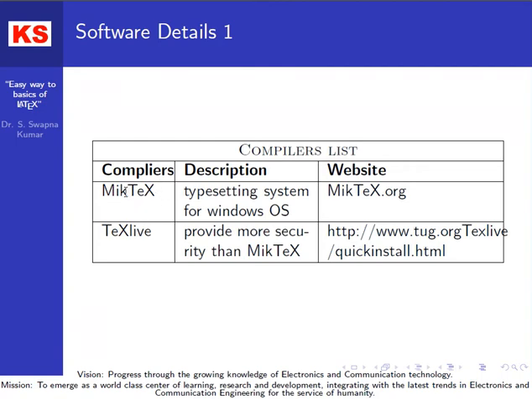So you can go to a browser and download MiKTeX. Assume you are downloading MiKTeX. After downloading it, you have to run its installation, and it takes a certain time period to install. In a similar way, you can also try TeX Live, either compiler. The description is a typesetting system for the Windows OS, and this provides more security than MiKTeX. There are two types there.